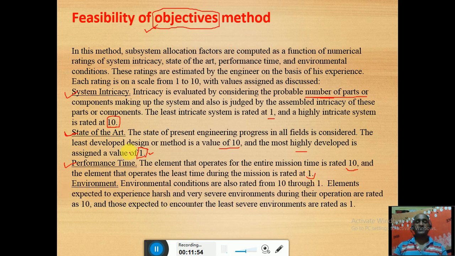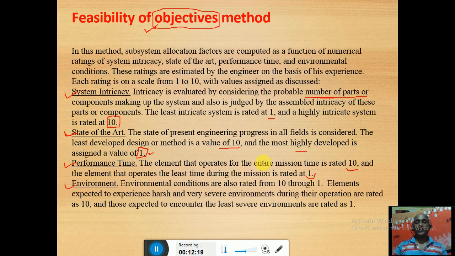So these numbers will be given by the experts of the systems. Then another fourth factor, the last factor, is environment: in which environment those components are going to be used. If the working environment is very harsh, then we have to allocate more number. And if the working environment is very friendly, then we have to allocate the one. We may allocate between 1 to 10 also.